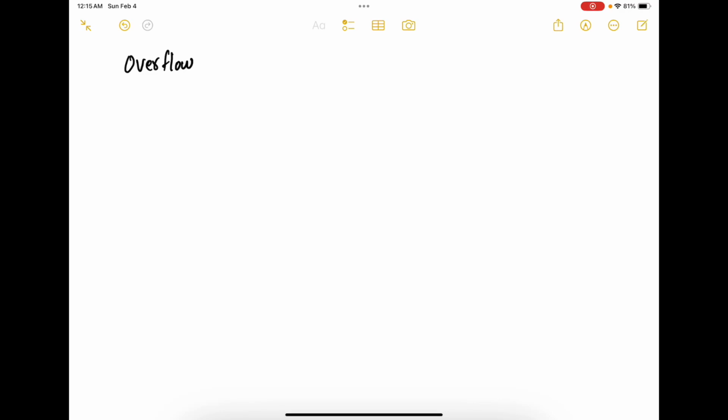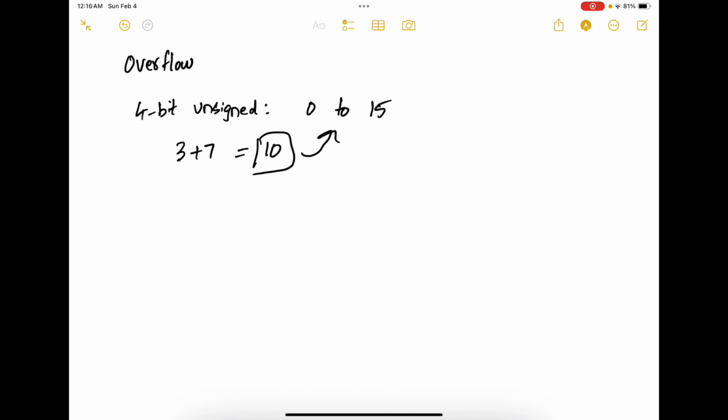The next topic is overflow. So let's assume that you have a 4-bit unsigned number, and you know that a 4-bit unsigned number ranges from 0 to 15. So using 4 bits, you can represent any number from 0 to 15. Now, let's say we do 3 plus 7, and the result is 10. So this 10 falls between the range of 0 to 15. So well and good, we are happy.